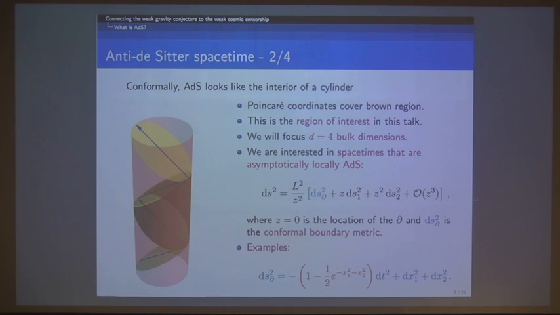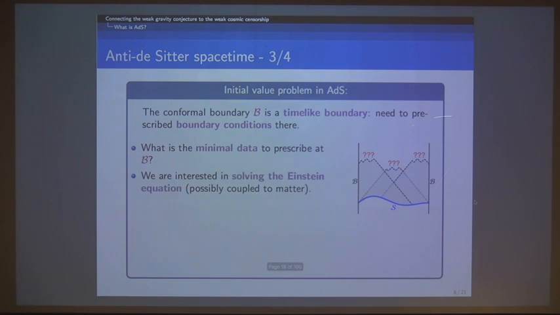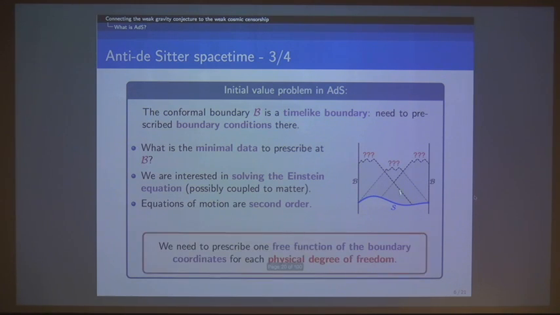But before we do that, let me just remind you what the initial value problem in general relativity is. It's slightly different from the one in flat space because now there's a timelike conformal boundary. So the question that I would like to understand is, what is the minimal data that I have to specify on this timelike conformal boundary before the Einstein equations are well posed? Now, this is probably obvious for most of you. The Einstein equations are second-order quasi-linear equations. They're actually hyperbolic. And because they're second-order, you need to specify at least one free function per propagating degree of freedom at the boundary before this system is well posed.